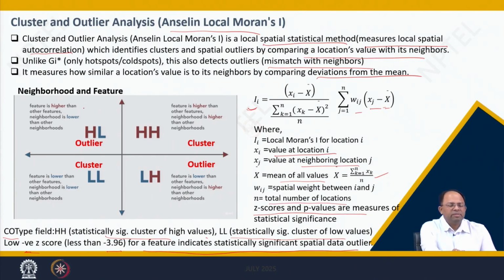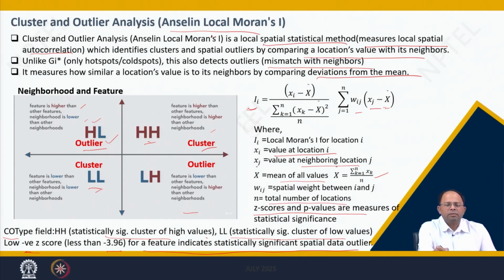If the feature is higher than other features and the neighborhood is lower than other neighborhoods, then it is a high-low outlier. This is a mix of high and low value areas, so it's an outlier. Whereas if the feature is higher than other features and the neighborhood is also higher, then it's a high-high cluster. Similarly, we have a low-low cluster, where the feature is lower than other features and the neighborhood is also lower than other neighborhoods. But again, we find an outlier where the feature is lower than other features and the neighborhood is higher than other neighborhoods, right? So this is actually a way to measure dissimilarity, right?